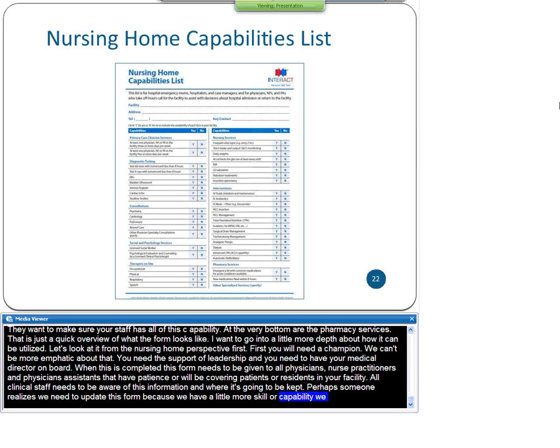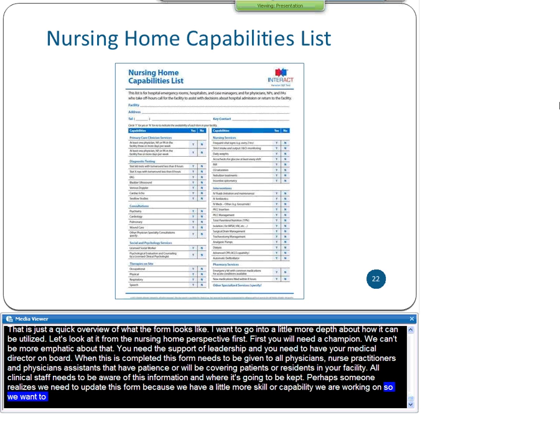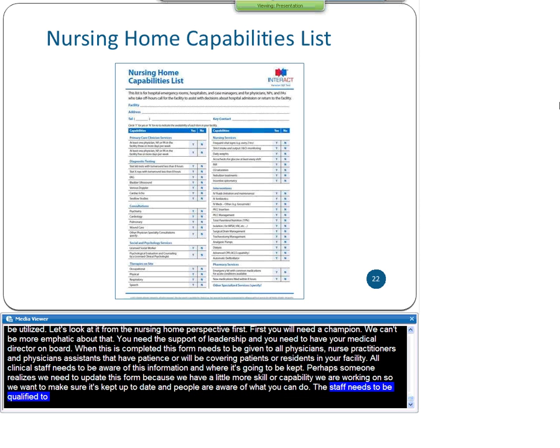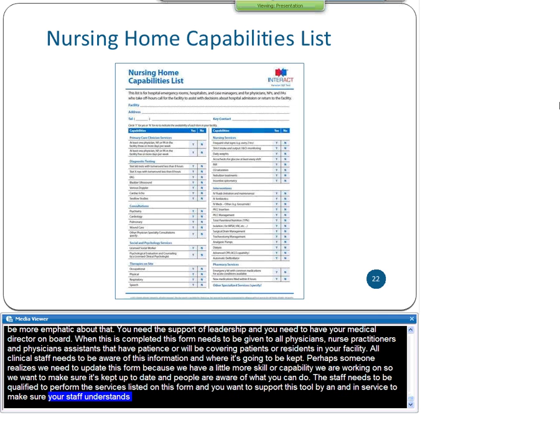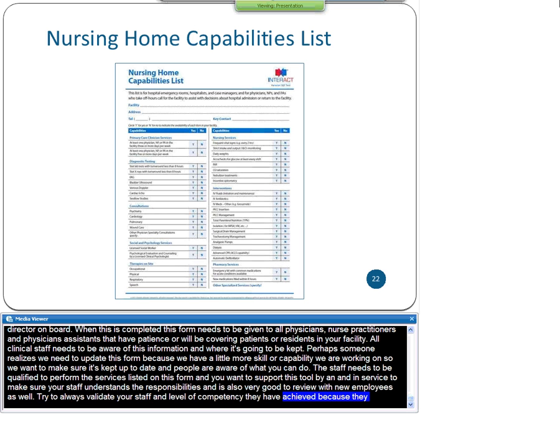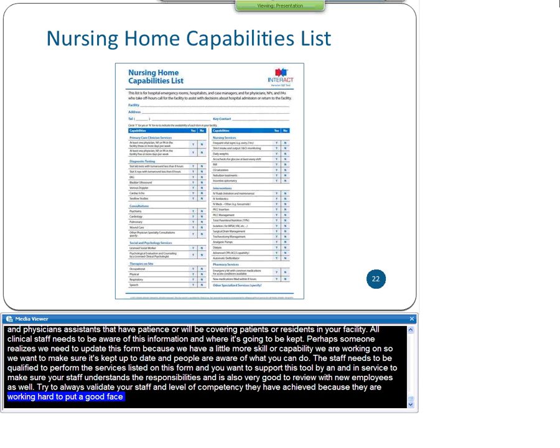The staff needs to be qualified to perform the specialized services that are listed on this form. And you certainly want to support this tool by an in-service to make sure that your staff understands the responsibilities. And it's also very good to review with new employees as well. And try to always validate your staff and the level of competency that they have achieved, because they're working hard to put a good face on your nursing home. And make sure to include your social workers, your discharge planners, case managers, because they're some of your best advocates.